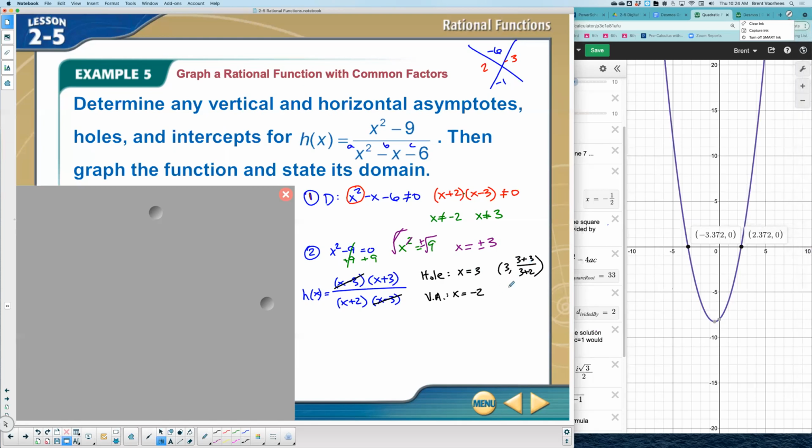So now let me do that whole thing one more time. This hole will occur at, what's 3 plus 3? 6. And what's 3 plus 2? 5. At 6 over 5. That will be my hole.